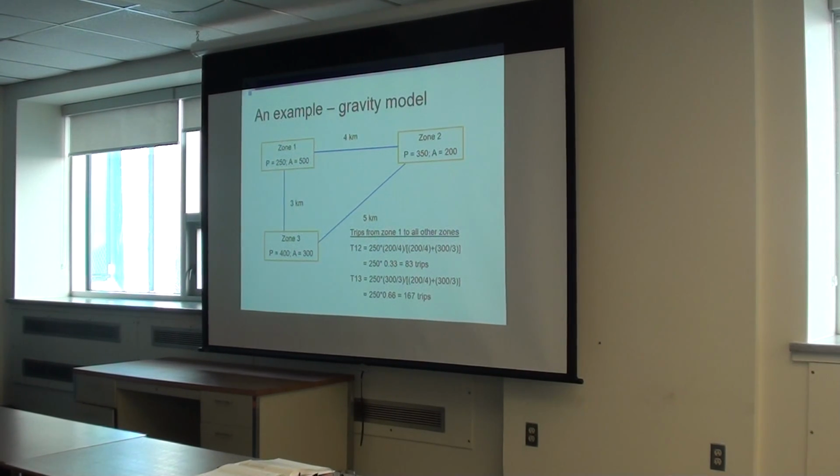The same way for T1 to T3, production for zone 1 is 400. So we are distributing 400. And what is the attraction of zone 3? 300. And what is the distance? My impedance, 1 divided by distance, 3. So my production gets distributed proportional to my attraction and inversely proportional to my distance, because distance is an impedance.